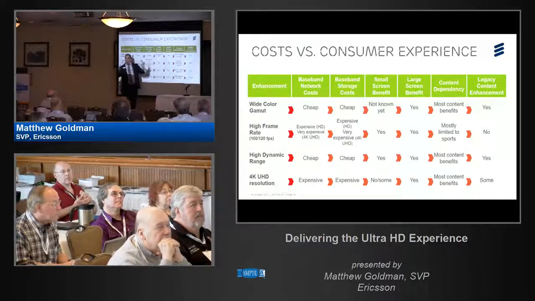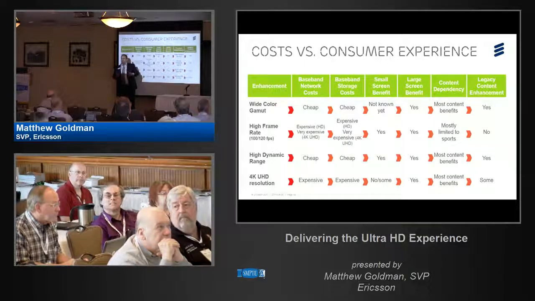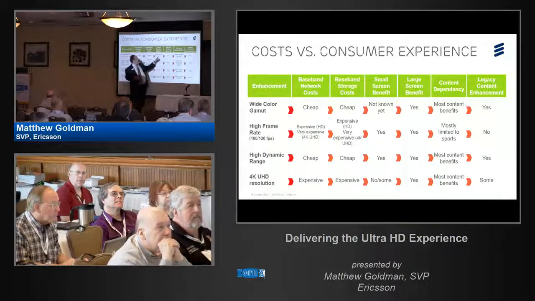Not really known how much in the small screen. I think it really depends. And some of these small screens are really pretty bright. I mean, I got an AMOLED display there that really has a pretty strong dynamic range. But it's not really known yet. Large screen, absolutely. Most content will benefit from a wider color gamut, unless it's black and white, obviously.